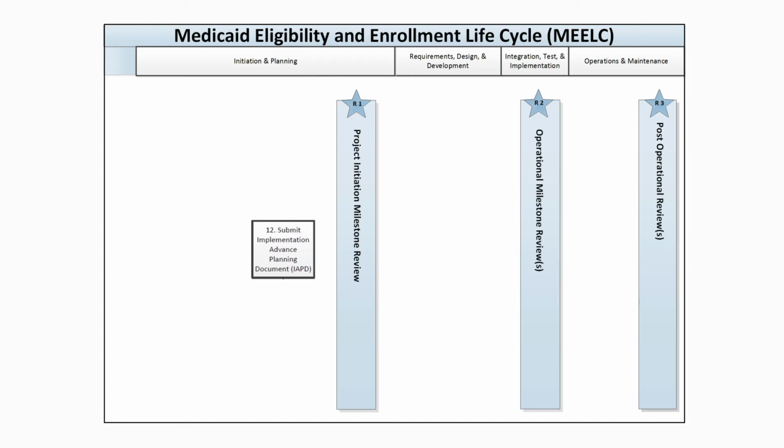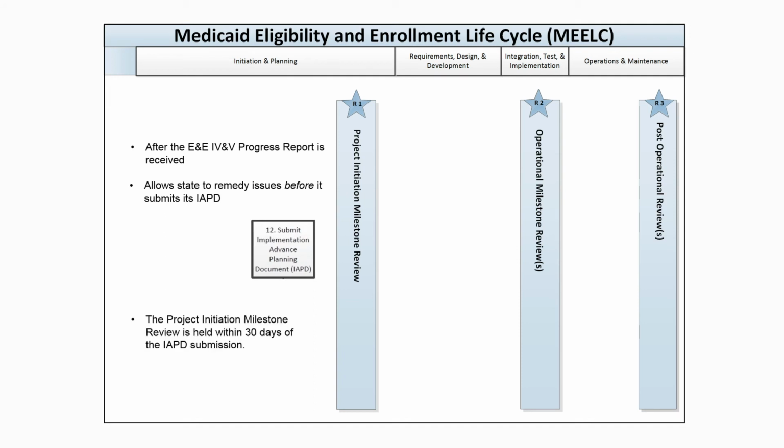The Toolkit does not alter the APD process, but it does explain how the E&E lifecycle and APD processes overlap. The state does not submit its IAPD until after it has received the IV&V contractor's IV&V progress report. This allows the state to remedy any issues before it submits the IAPD. The initial project initiation milestone review is held within 30 days of the IAPD submission. Approval of the IAPD itself does not depend upon the project initiation milestone review.